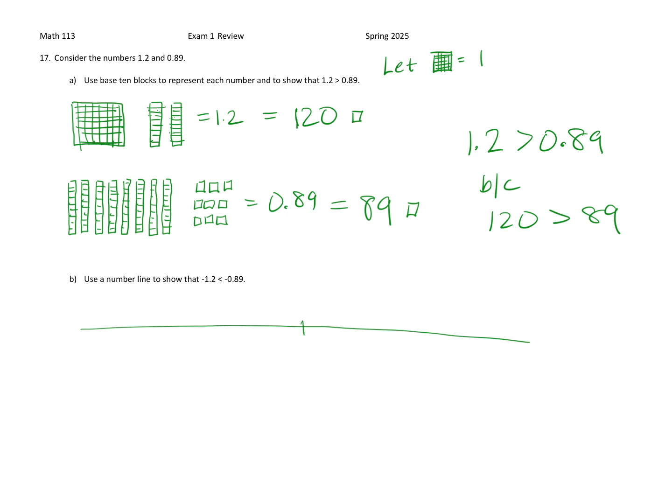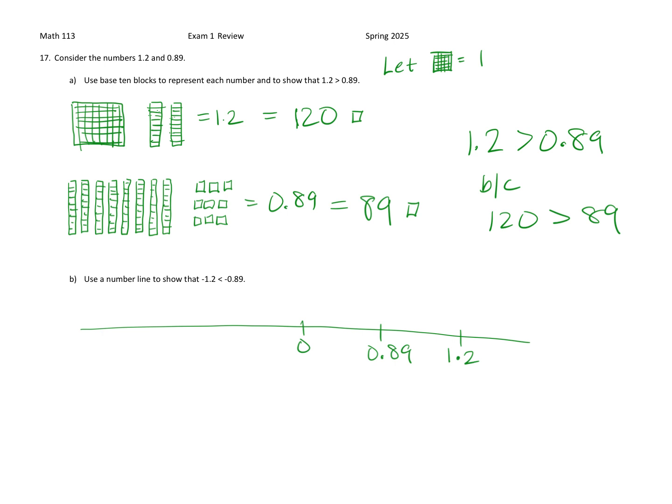So here's 0. Then I have 0.89 and 1.2. This is not drawn to scale. I'm just drawing the correct order. 1.2 is bigger than 0.89, so I drew it to the right, but not to scale.